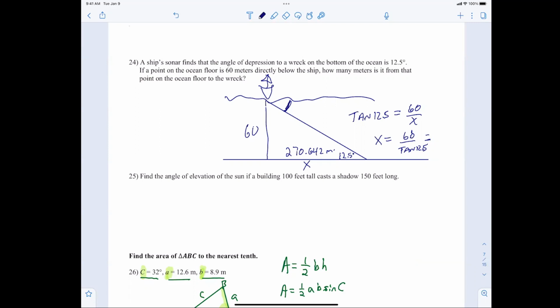How did you just switch that? It's a proportion. That's all it is, a proportion. Cross multiply, divide. Okay. Right? All right.